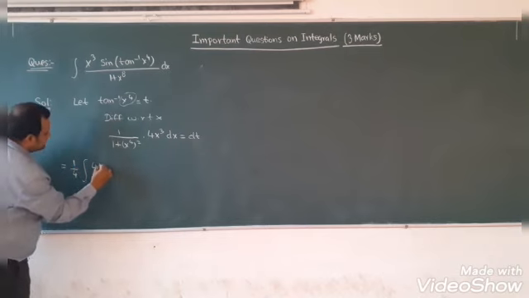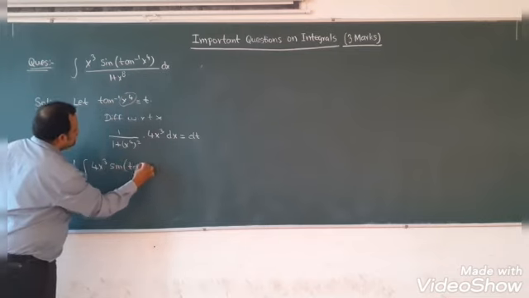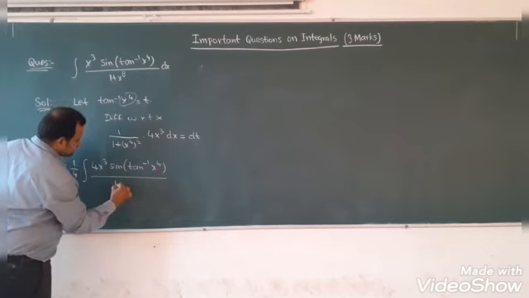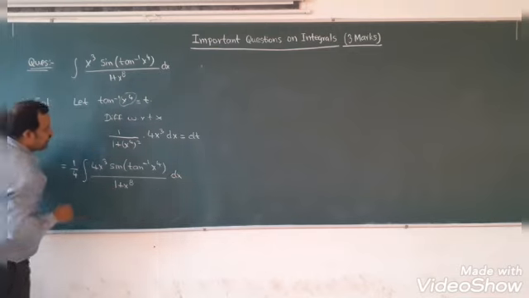So 4x cube sin of tan inverse x to the power 4 divided by 1 plus x to the power 8 dx. Now you can see here.